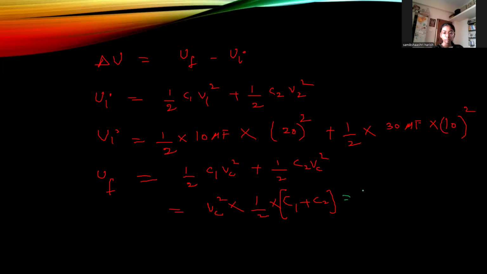Vc is how much? 12.5 square multiply half C1 plus C2. C1 is how much? 10. 10 plus 30, that is 40. Now you can solve this UI and UF. Got it? Can you solve or not? Yes, sir. Okay. So any doubt?